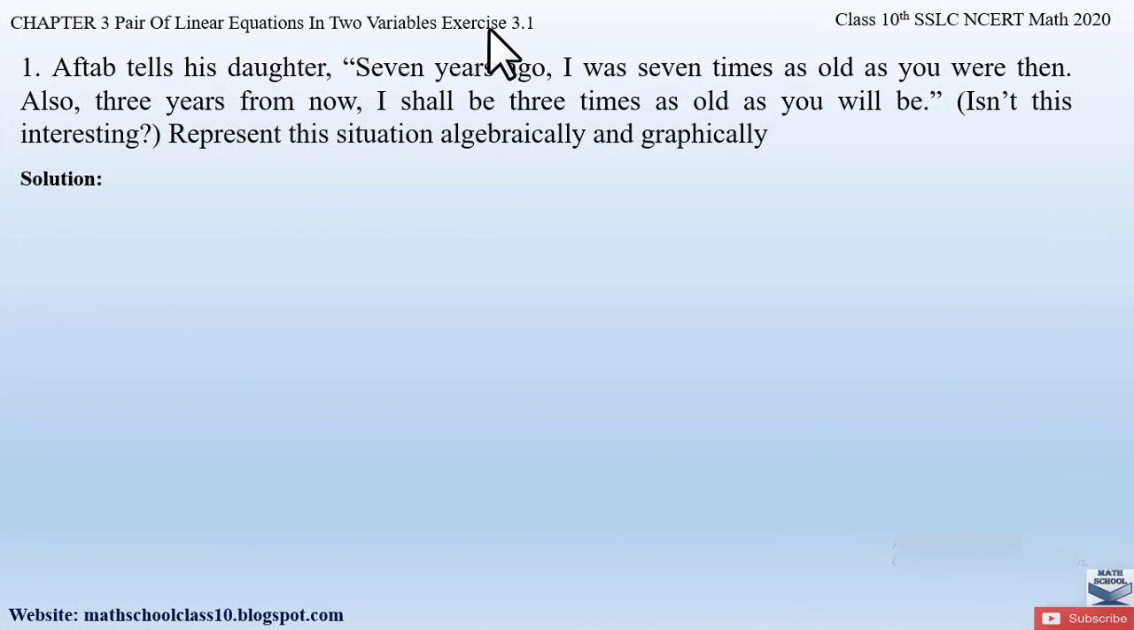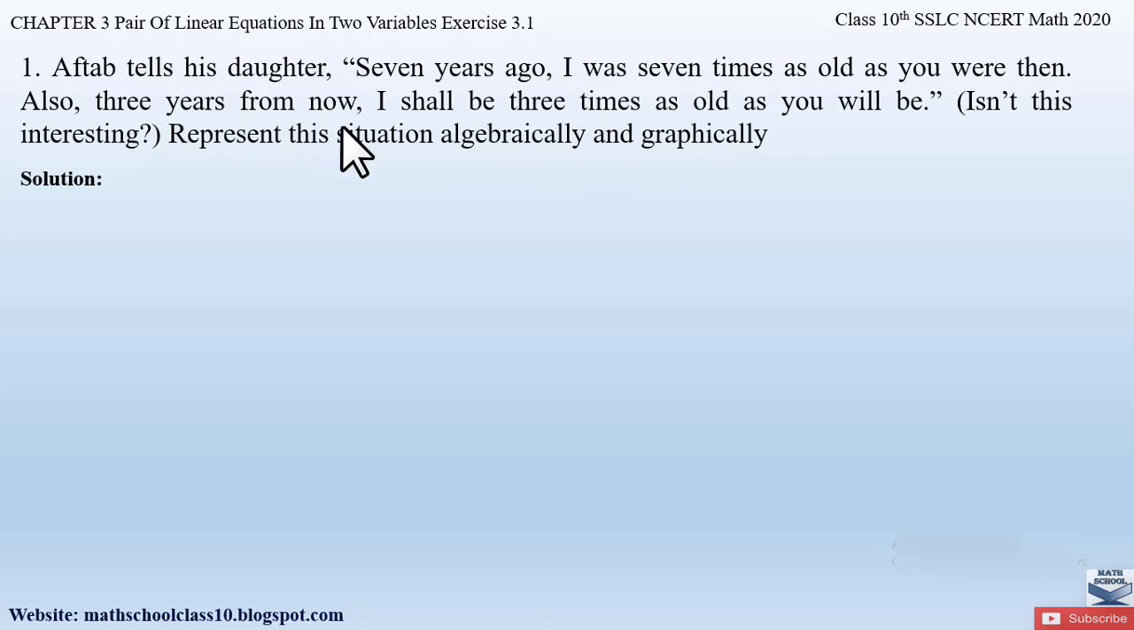Question number 1 from exercise 3.1, chapter 3, pair of linear equations in two variables says, Aftab tells his daughter, 7 years ago, I was 7 times as old as you were then. Also, 3 years from now, I shall be 3 times as old as you will be. Represent this situation algebraically and graphically.